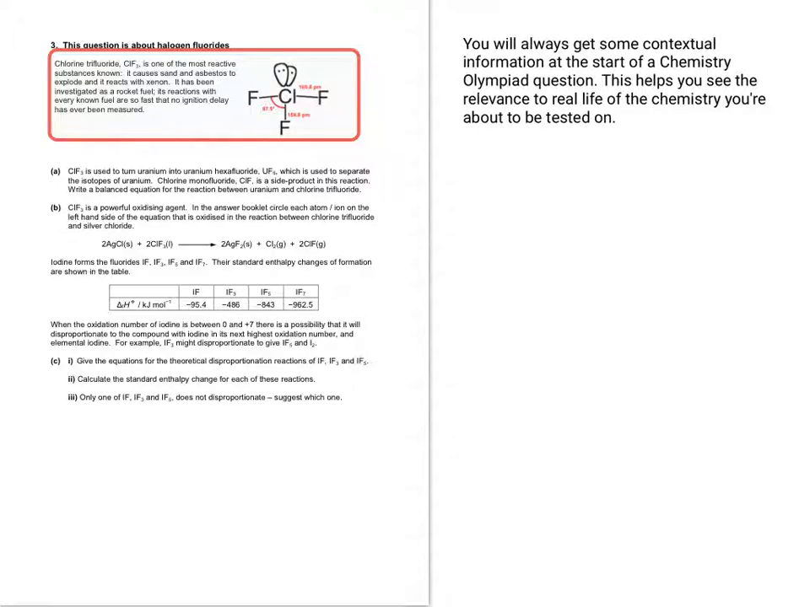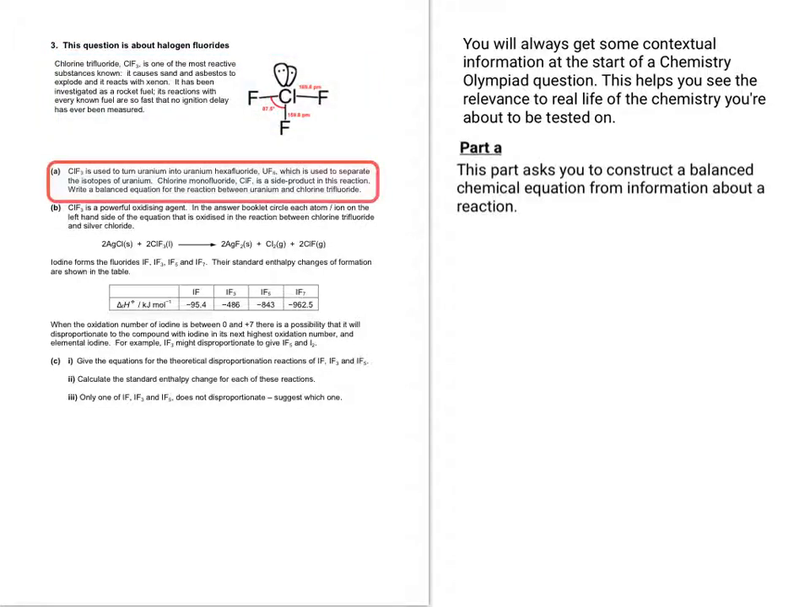So at the start of every chemistry Olympiad question, you'll get some contextual information that gives you a feel for the substance or the chemistry that you're about to be tested on. So part A asks you to construct a balanced chemical equation from information about a reaction. So let's think about the information that we've got. The first sentence says ClF3 is used to turn uranium into uranium hexafluoride, which is used to separate the isotopes of uranium. Chlorine monofluoride is a side product in the reaction.